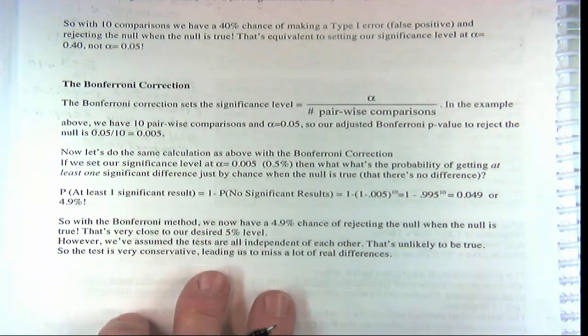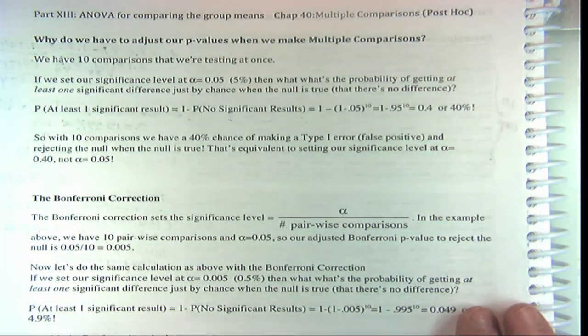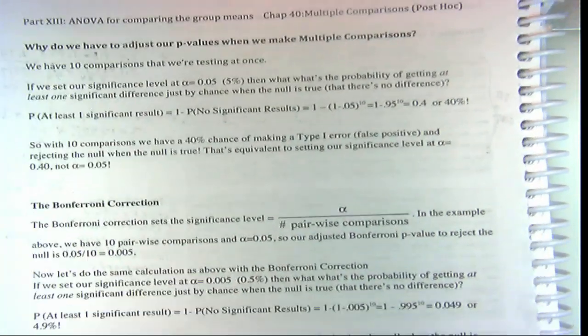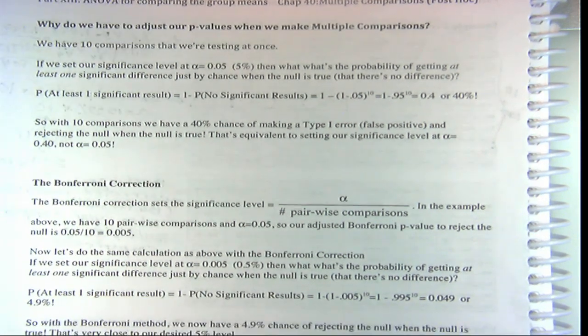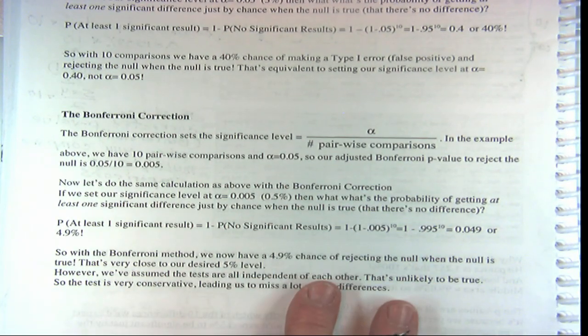It's a very conservative method because it assumes in these calculations independence, that the pairwise comparisons are independent, and they're probably not. But it's a very conservative and very simple way to understand. So that's the one we're going to be using.